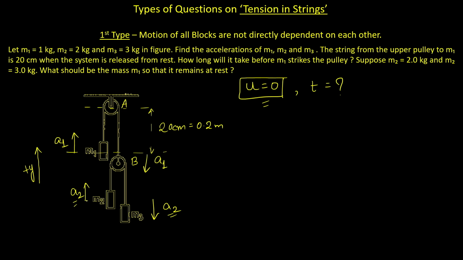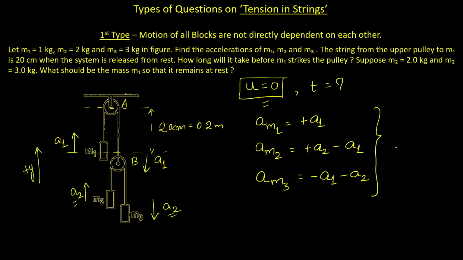Okay, so we need to find the acceleration of M2 and M3 with respect to ground. So here acceleration of M1 is equal to plus A1. I'm writing all these accelerations now with respect to ground. Then acceleration of M2 will be equal to plus A2 minus A1, because A1 is downward for the pulley, and acceleration of M3 will be equal to minus A1 minus A2. So these accelerations are basically with respect to ground.